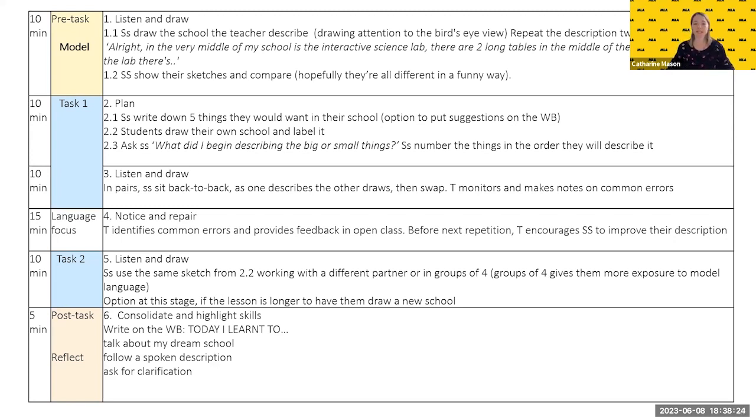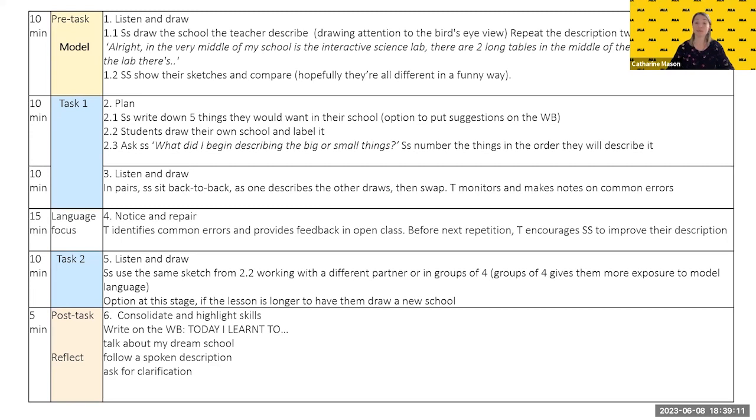So in that pre-task stage, where we saw the model of what the students should be doing, the idea is that the teacher has all the students get a piece of paper and a pen or a pencil, and begins to describe the school. So they say, all right, in the very middle of the school, there's the interactive science lab. There are 2 long tables in the middle of the lab. On the left of the lab, there's, and you continue, and the students are drawing. What we found is that it can be quite funny, and they're going to have slightly different drawings, and they can talk about that as well. But there they have the model of what we want to see them do, and also the language that they need.